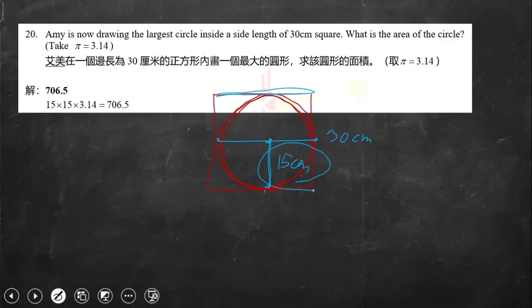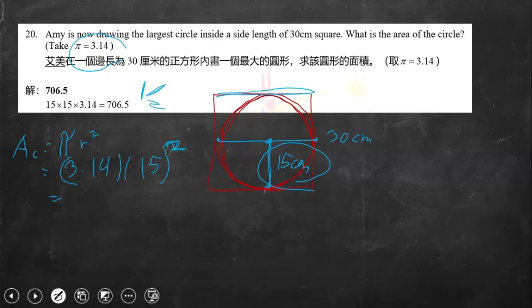So then computing for the area of a circle, we have pi r squared, substituting pi as 3.14, and then the square of the radius. Just compute for this, and you'll get 706.5. Okay.